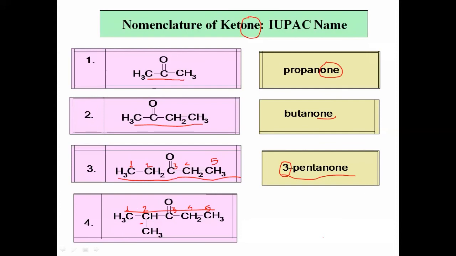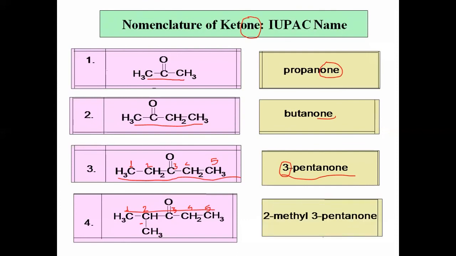Okay, and now we can indicate the position of the methyl group. We can indicate the position of the carbonyl group also. Now here, this is the name of the compound, 2-methyl 3-pentanone. Here 3 indicates the position of the carbonyl group and 2 indicates the position of the branching, that is the methyl group. 2-methyl 3-pentanone is the IUPAC name of this particular compound.